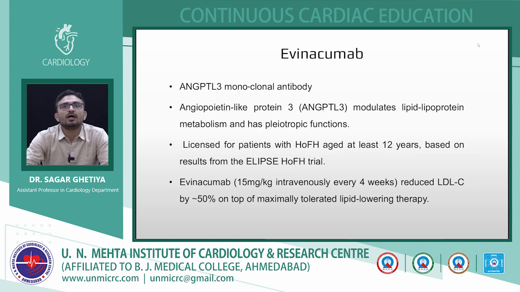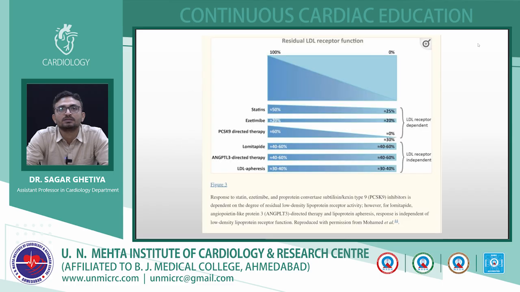Evinacumab is another agent which acts as a monoclonal antibody inhibiting angiopoietin-like protein 3. It is licensed for use in patients with homozygous familial hypercholesterolemia above 12 years of age, and has been tested in the ELIPSE HoFH trial. It reduces LDL-C level by 50%. These are the effects of different medicines when there is reduced LDL receptor function.